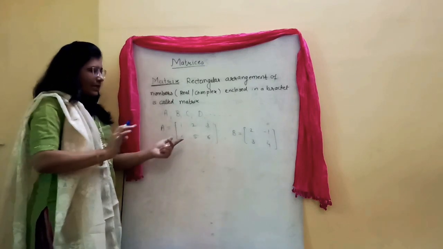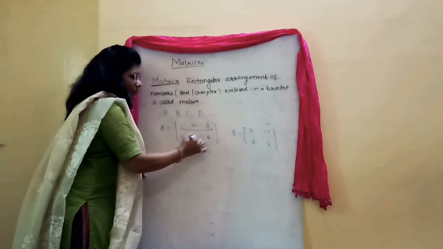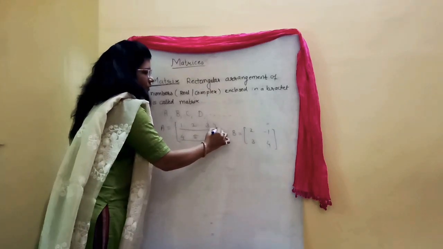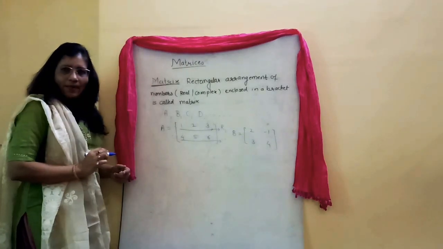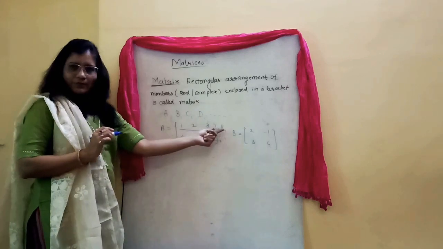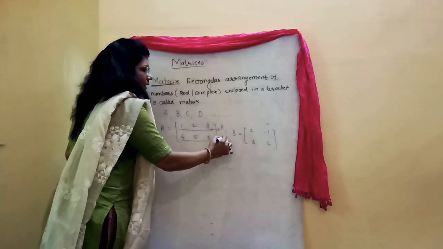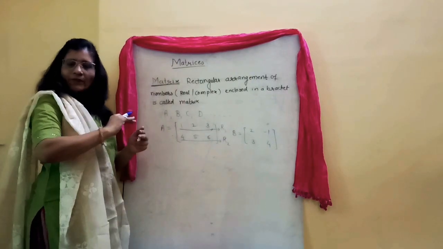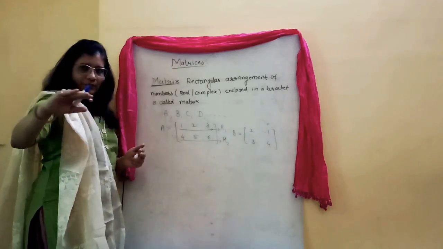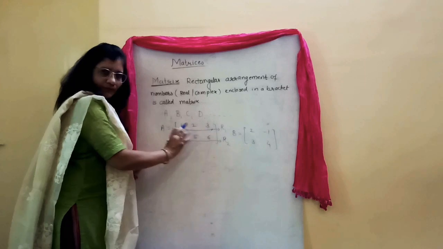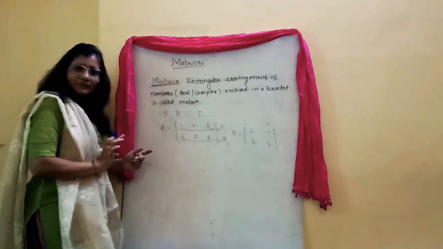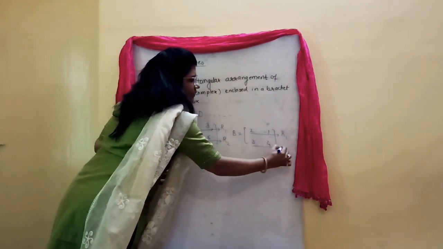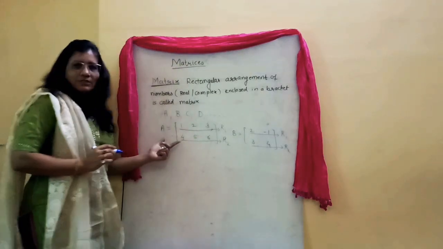In this matrix, how many rows are there? These are the rows. This is one row and this is the second row. Suppose I can say this is the first row, denoted by R1, that is row 1, and this is the second row, denoted by R2, that is row 2. Row means the numbers which are in a horizontal manner. So, how many rows are there in matrix B? Can you tell? Two rows are there, like in the first matrix.